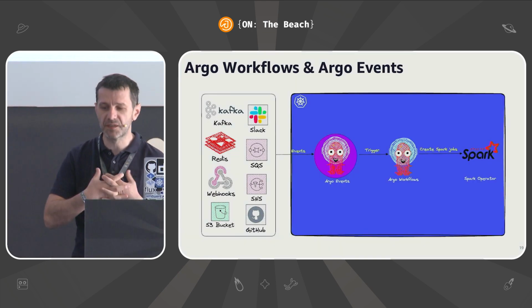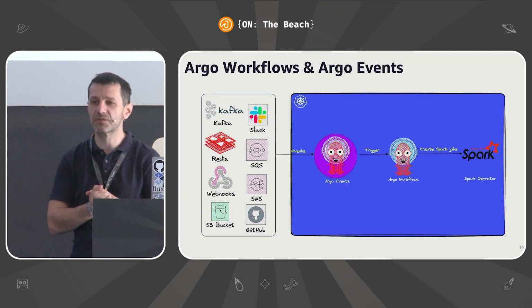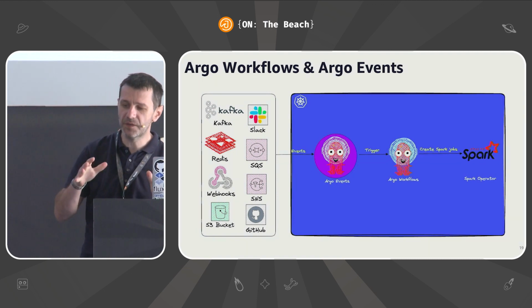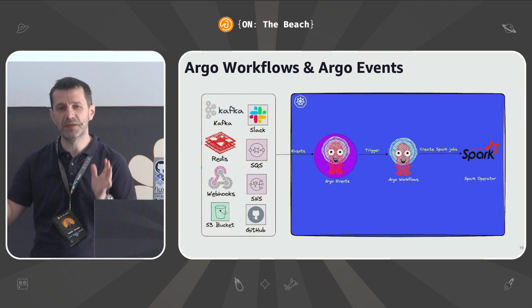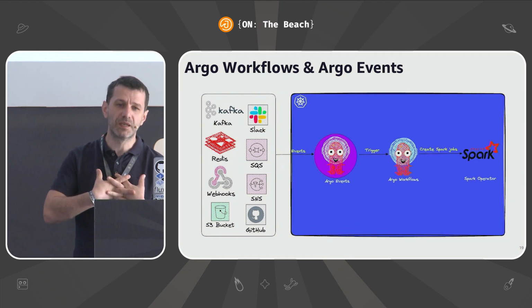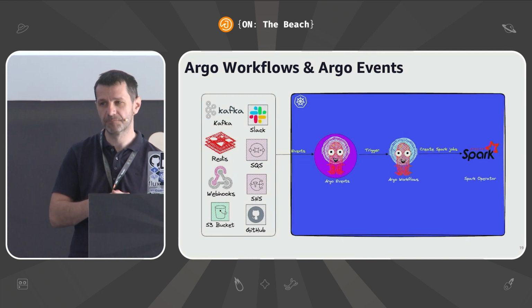And you will see that usually Argo Events can have different sources: Kafka, Slack, Redis, anything, all right? In our demo, we're going to use Amazon SQS. Once the event is caught by Argo Events, it is passed to Argo Workflows, which will kick off the creation of the application, the Spark application itself.